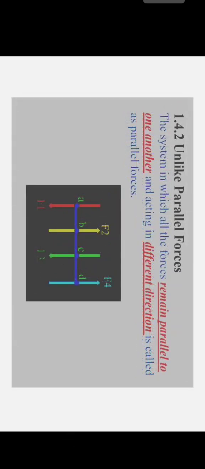Unlike parallel forces. The system in which all the forces remain parallel to one another and act in different directions is called unlike parallel forces. Here we can see there are four forces but they are acting in different directions. One is downward and another is upward, and the distances between them are L1, L2, L3 and L4.